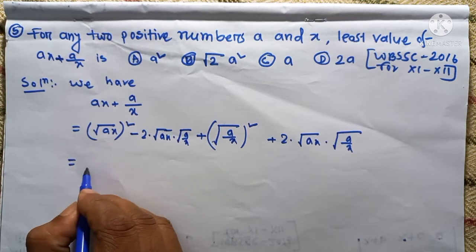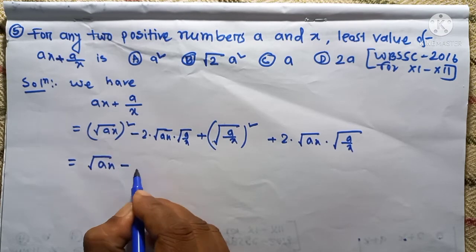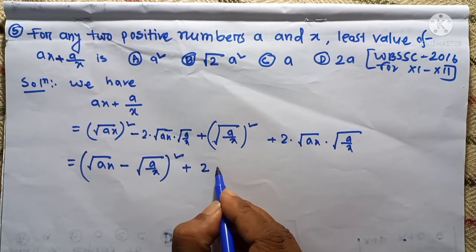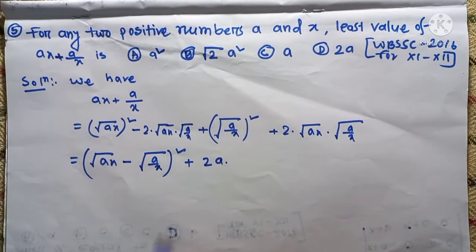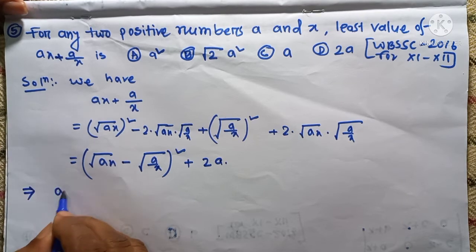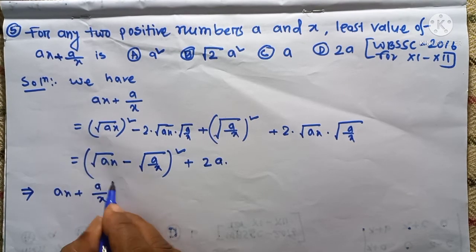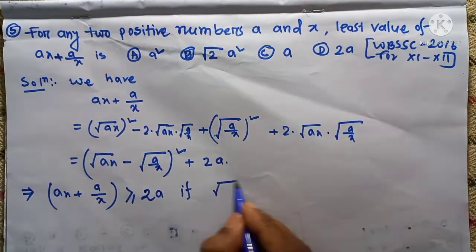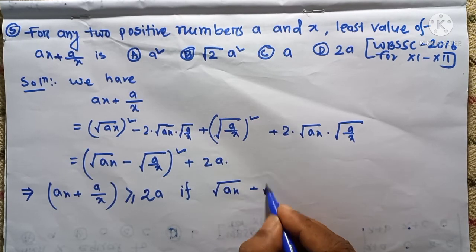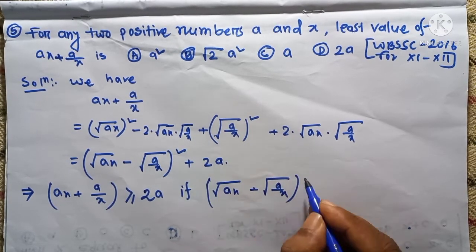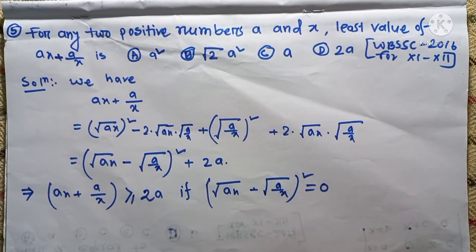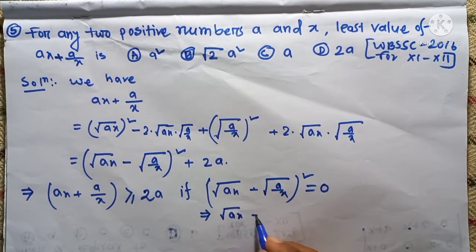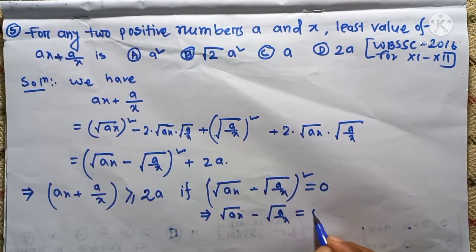This is equal to (root over ax minus root over a by x) whole square plus 2a. This implies ax plus a by x is greater than or equal to 2a, if (root over ax minus root over a by x) whole square equals 0. This implies root over ax minus root over a by x equals 0.